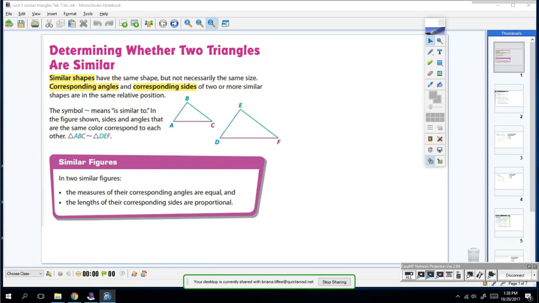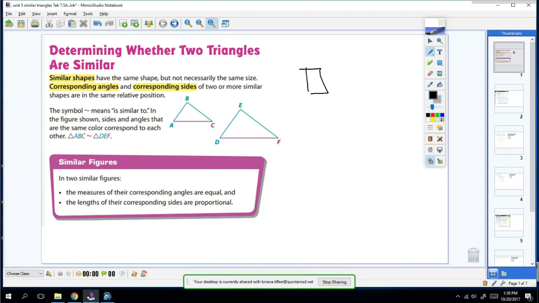Today, we're going to be determining whether two triangles are similar. Similar shapes have to be the same shape, but not necessarily the same size. So, it's not like you can compare a rectangle to a circle or a trapezoid to a triangle. You have to compare the same shapes, but they don't have to be the same size.